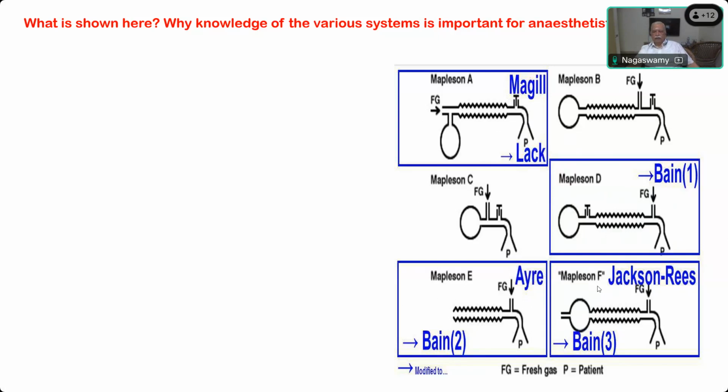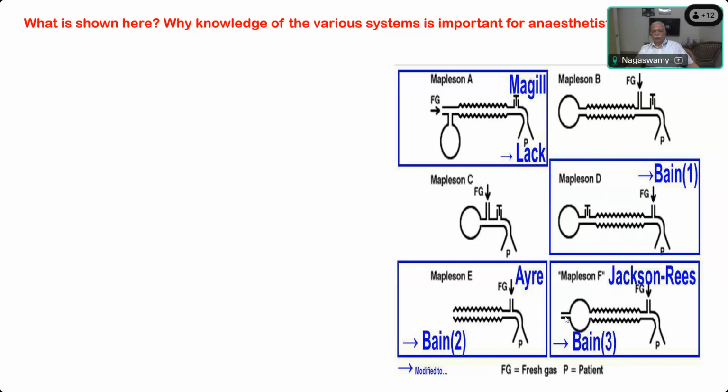What made Jackson Rees think of adding this bag to the expiratory limb? Why did he think of adding this reservoir bag? If you use the Ayre's T-piece, can you monitor the breathing of the baby? No, sir. You don't know the volume, and especially if the baby's face and the upper part of the body is covered during draping of the surgery, you won't know whether the child is breathing or not unless you look at the operative field and look at the movement of the abdomen.